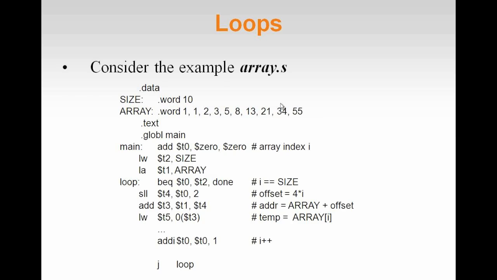So that's the array of words. And the variable size is set to 10, and that gives us the size of the array. So how can you write a loop that would go through all the elements inside the array? You can think of a for loop as an example. To begin with, we need an index I to keep track of how many elements in the array have already been accessed.